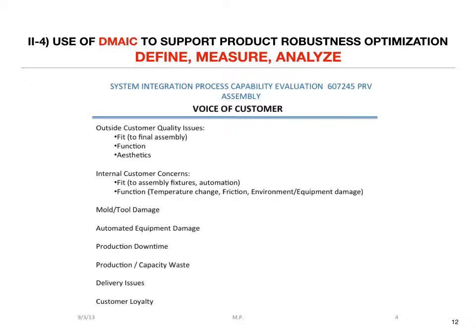So for gathering data for problems, I started with voice of customer: the outside customer quality issues, fit, function, aesthetic; internal customer concerns, fit to assembly fixtures, automation problems, function. Molded parts can change, dimensions can change, and there could be friction problems and environmental effects. Then equipment damage, mold tool damage, automated equipment damage, production downtime, production capacity waste, delivery issues, customer loyalty.